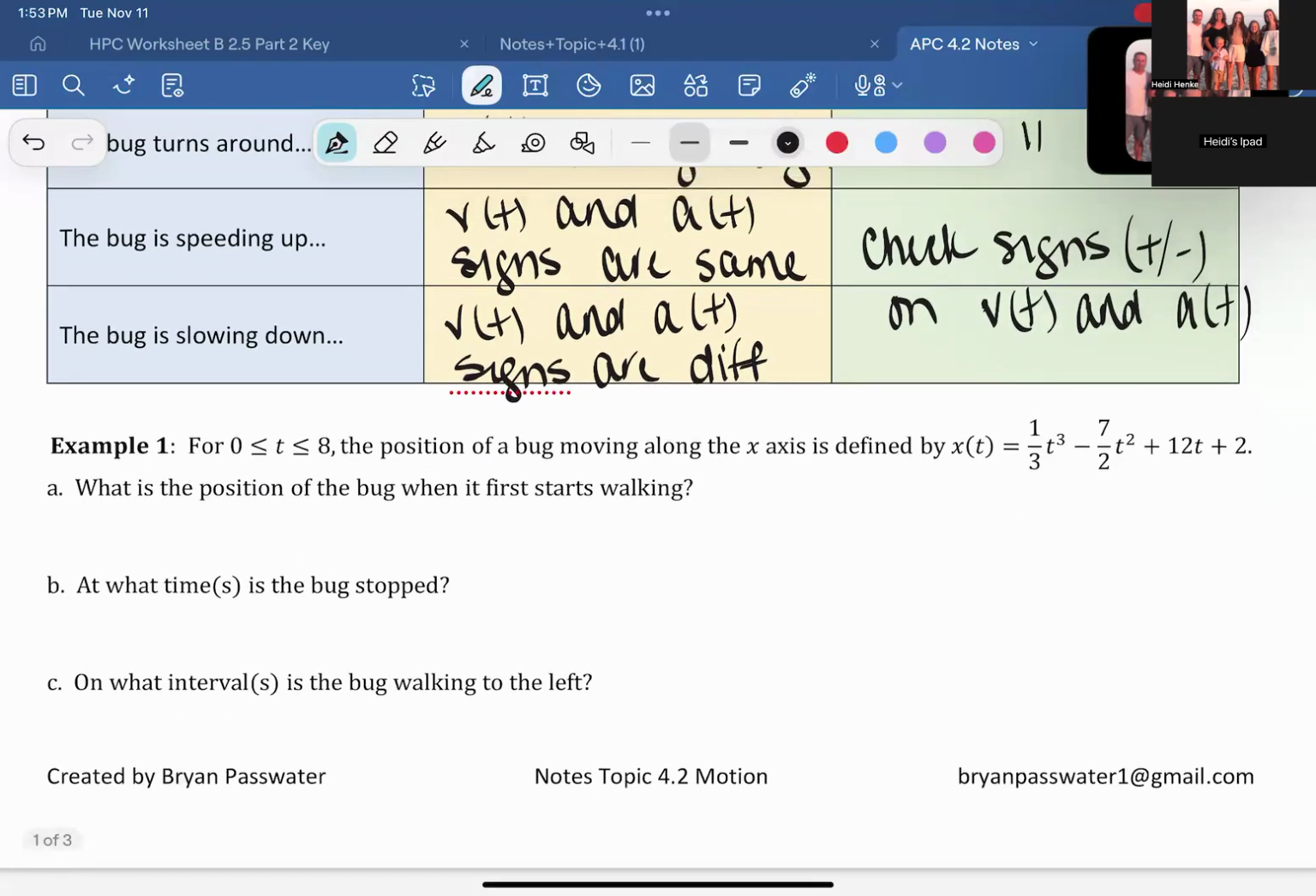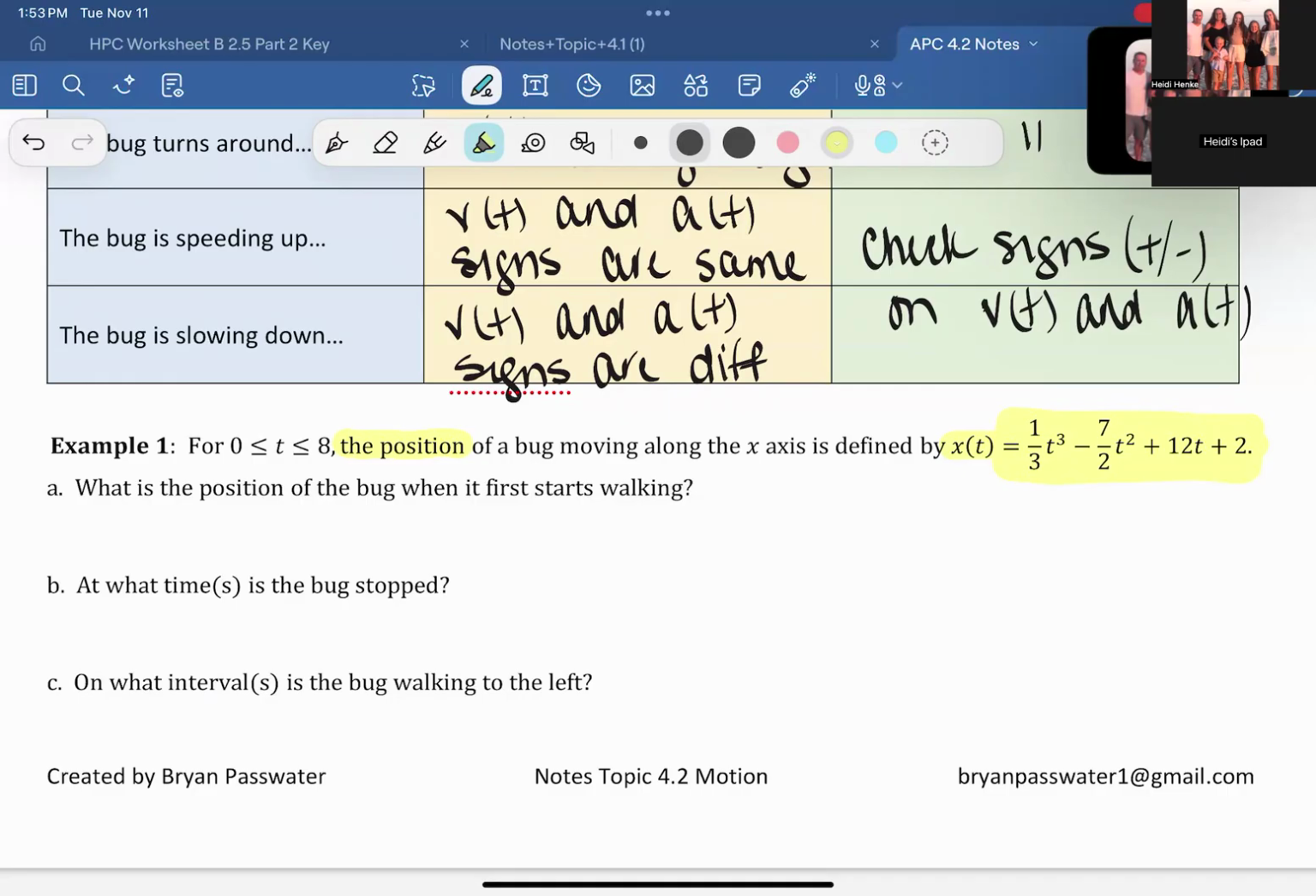The position of a bug moving along an x-axis for times 0 to 8 is defined by this equation. So this is position. They're telling you this is your formula for position. If I want to know where the bug is at time 5, I plug in 5. If I want to know where the bug is at time 6, I plug in 6. But this is an equation for the bug's position from any time 0 to time 8.